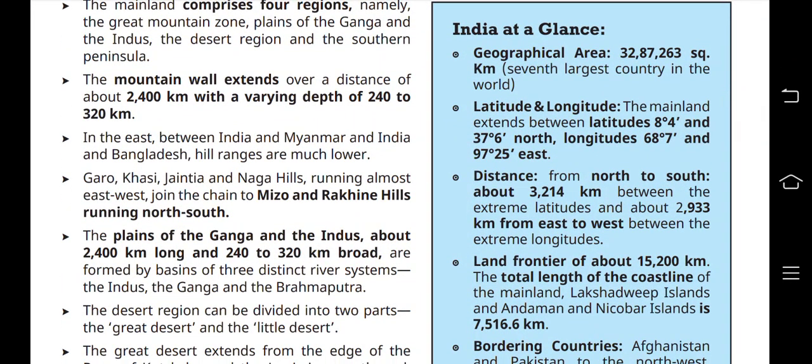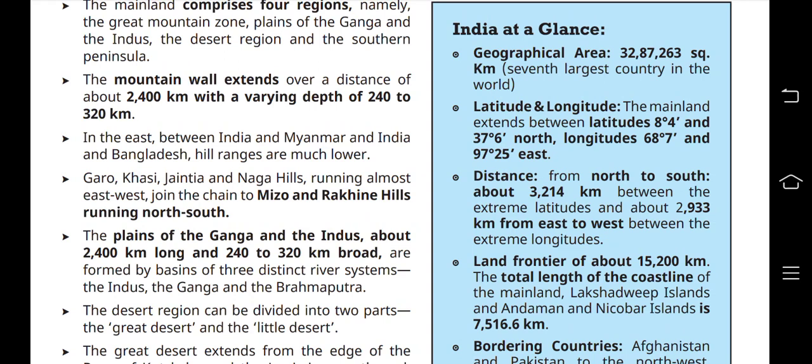Let's discuss India at a glance. Geographical area: 32,87,263 square kilometers, 7th largest country in the world. Latitude and longitude: the mainland extends between the latitude 8 degrees 4 minutes and 37 degrees 6 minutes north and longitude 68 degrees 7 minutes and 97 degrees 25 minutes east. Distance from north to south is about 3,214 km between the extreme latitudes and about 2,933 km from the east to west between the extreme longitudes.